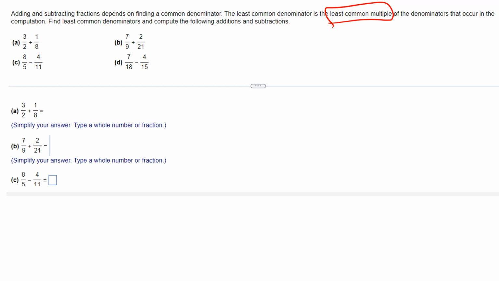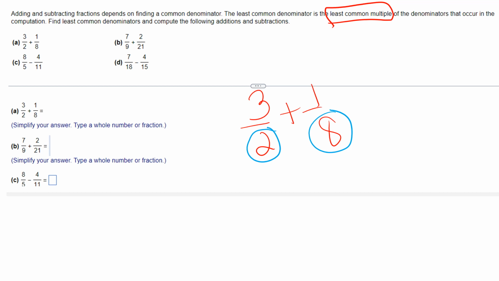So if we look at the first problem here, we've got 3/2, let's look at it again, plus 1/8. Well, our numbers in the denominator, this problem is telling us if we can find the LCM of 2 and 8, then we'll have the LCD, the least common denominator. And in class, we learned how to find the LCM of 2 and 8. So I'm going to use intersection of sets to do that.